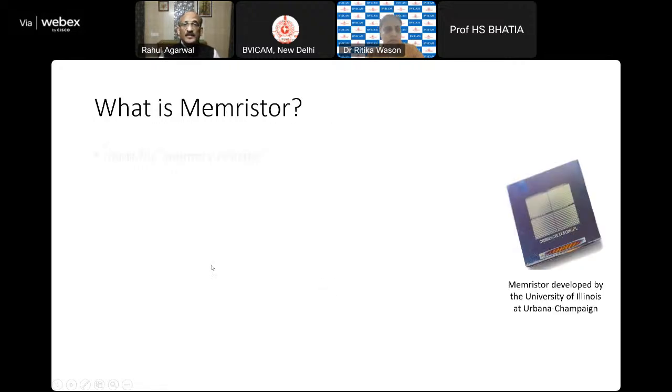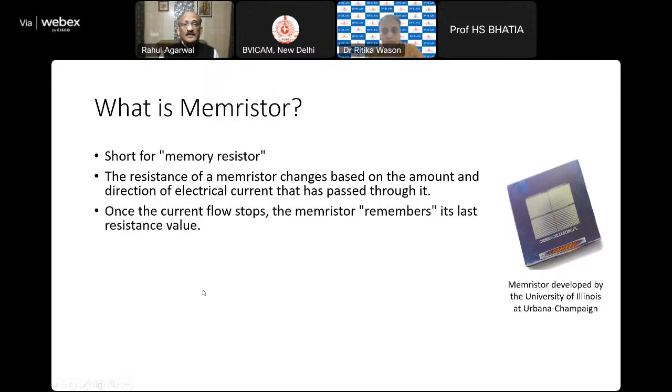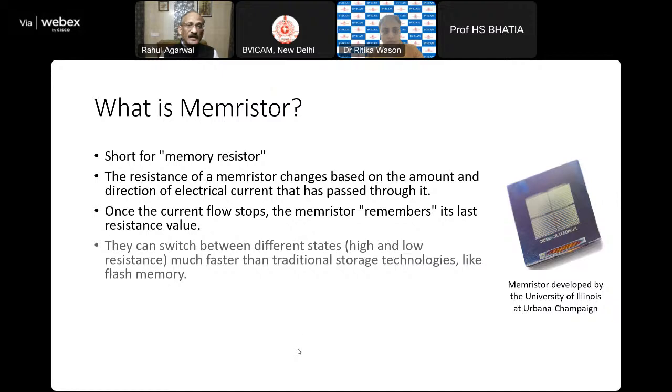So what is a memristor? Memristor is short for memory resistor, where the resistance of a memristor changes based upon the amount and direction of electrical current that has passed through it. It's a kind of resistor whose resistance changes based upon how much current is passing through it. And once the current flow stops, the memristor remembers its last resistance value.